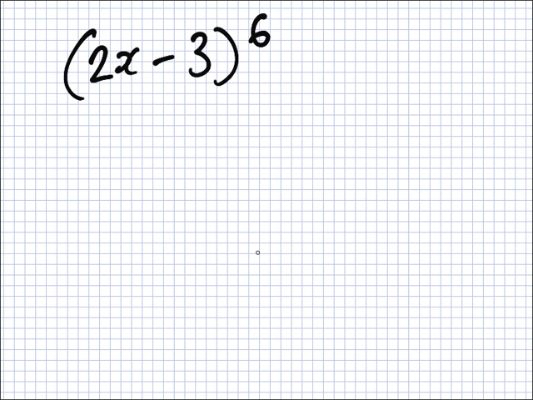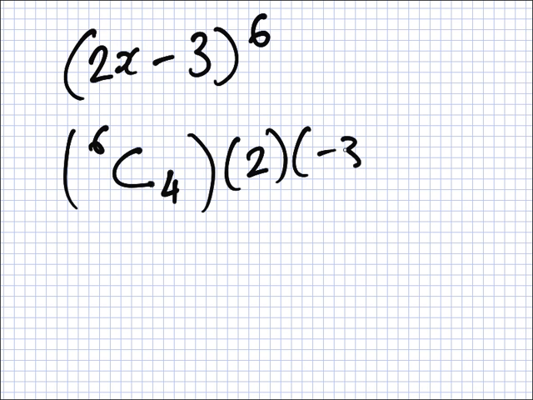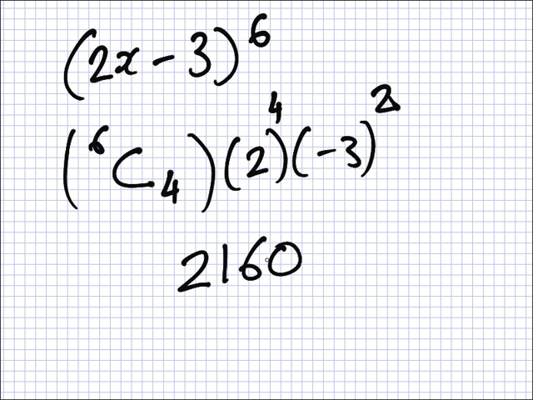Now, they want the x power 4 coefficient. So, if you think about it, you'll have a C, the number on the top will have to be 6, and this will have to be 4. And they have a 2 here and a -3. This has to be 4 because you want an x^4, and therefore this has to be 2. So bash that in on the calculator, and what did you get? 2160? 60. That's it. Straightforward as that.